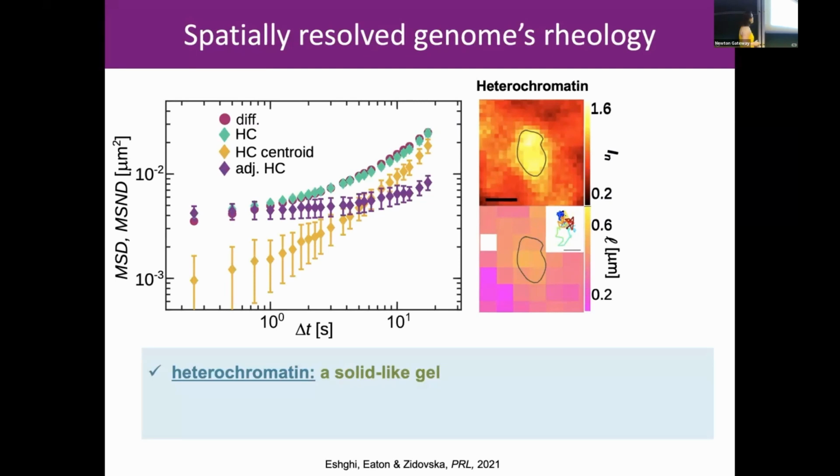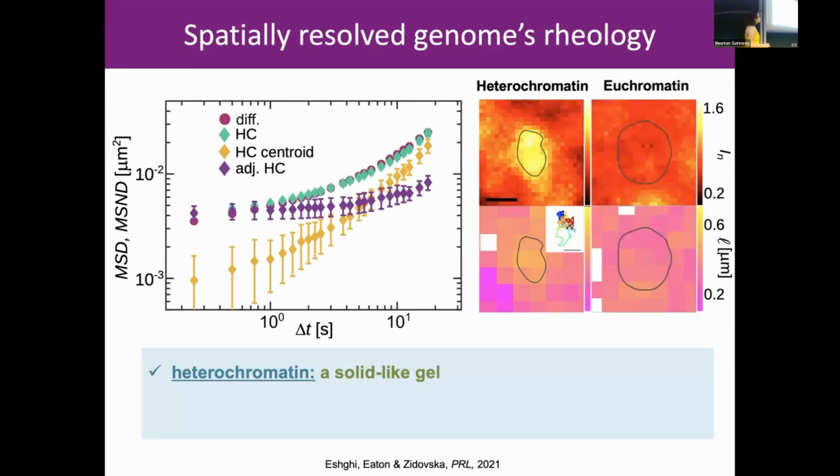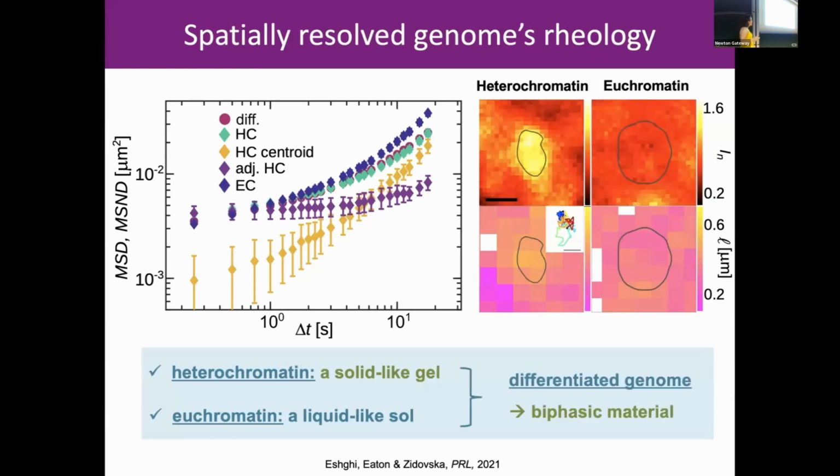So this really behaves as a solid-like gel. And we can do the similar analysis here for euchromatin, so the liquid-like phase. And indeed, you see there the displacements just increase with time, consistent with liquid-like behavior. So you see that indeed the differentiated genome can be described as a biphasic material, where you have the liquid-like matrix with these heterochromatin solid-like gel islands.